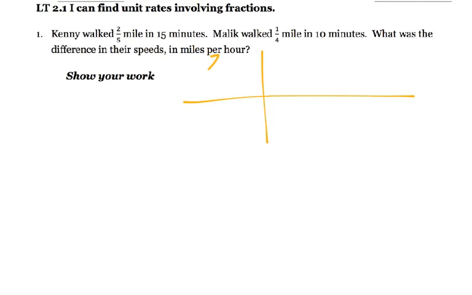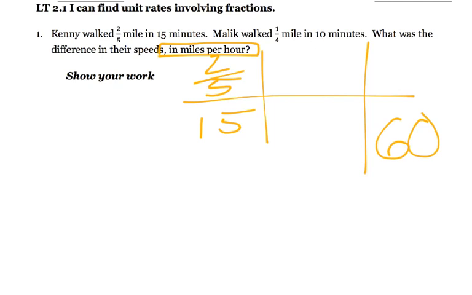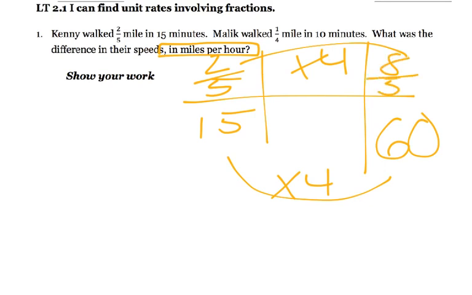Okay, so we're going to start off with Kenny, and we're going to draw the ratio table, and we're going to start with 2/5 and 15. And since it says in miles per hour, there's 60 minutes in an hour, so we're just going to go ahead and draw that there. And we're going to multiply this by 4 now to get 60, and you're going to do the same thing to the top, which is going to give you 8/5, which is equivalent to 1 3/5.